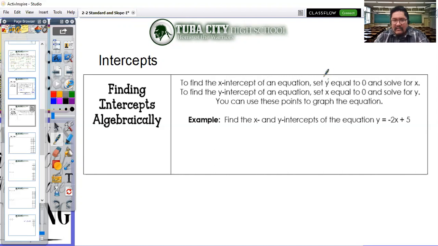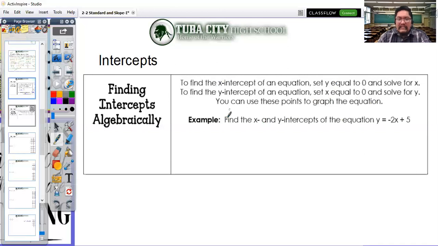Anyway, to find the x-intercept of an equation, set y equal to 0 and solve for x. To find the y-intercept, set x equal to 0 and solve for y. Use these points to graph the equation. So for example, they want us to find the x and y intercepts for this equation.